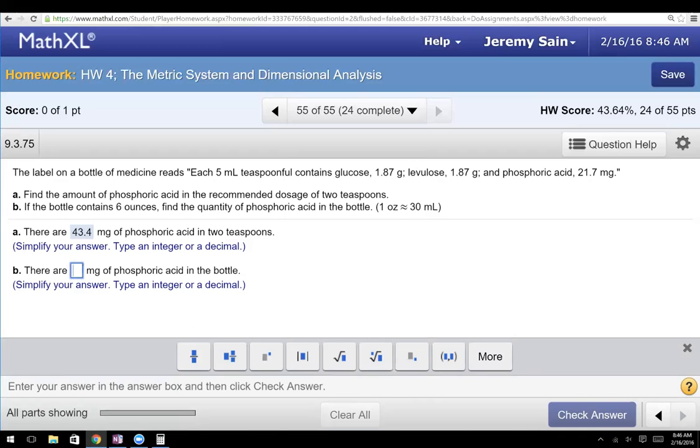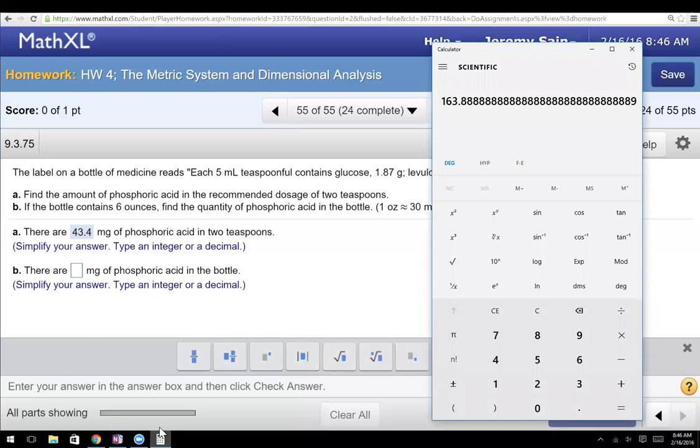Okay, so the other way you go about it, yeah, that is a way to go about it. I was going to start at the ounces side and get to teaspoons, but you can start from the teaspoon and say, okay, a teaspoon's 5 milliliters. So 30 milliliters would be 6 teaspoons. And the bottle has 6 ounces. So that'd be 36 teaspoons in the bottle. So I can go 21.7 times 36, which is 781.2.